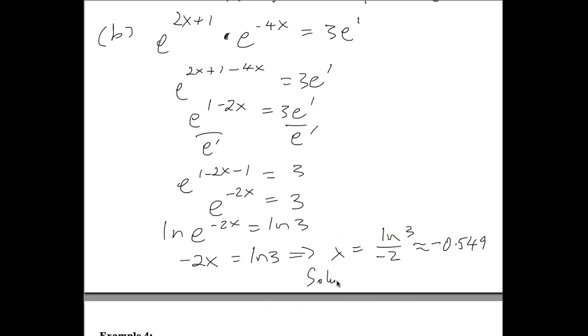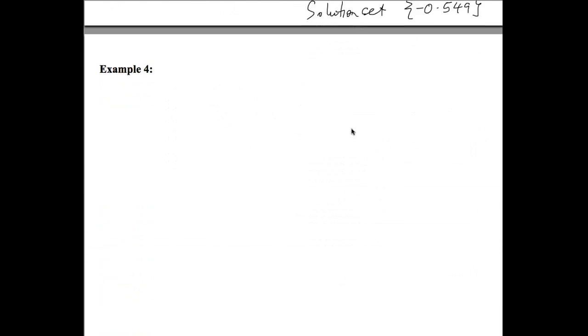And so our solution set is negative 0.549. Okay, so that's how we do that type. All right, let's look at example 4.